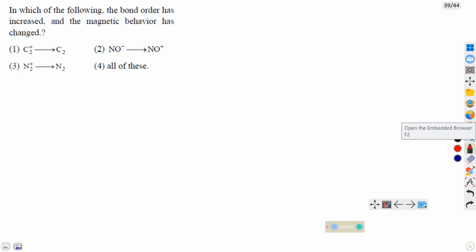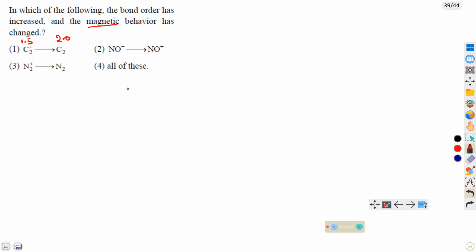Which of the following has the bond order increased and magnetic behavior changed? C2 plus has a total of 11 electrons, bond order value 1.5. C2 has 12 electrons, bond order value 2. Magnetic nature changed from paramagnetic to diamagnetic. C2 plus is paramagnetic, C2 is diamagnetic. Here the question is only magnetic behavior changed, dia to para or para to dia.